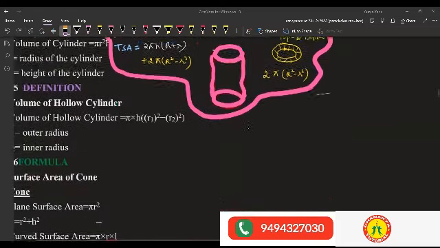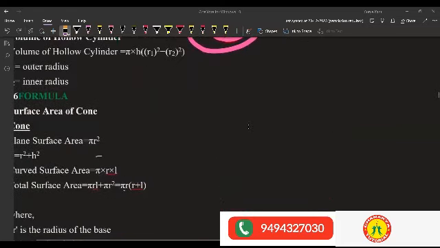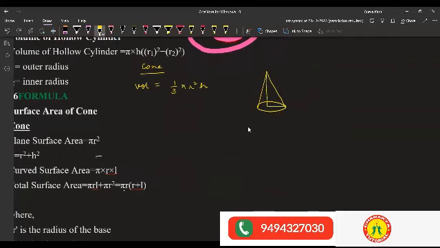I'll write here cone. So, volume of the cone would be 1 by 3 pi r square h. If you're talking about cone like this, this is h, this is r, and this is l. CSA would be pi r l.